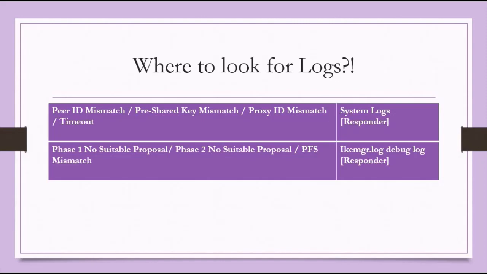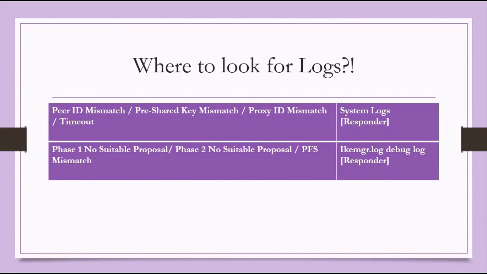So what you find in the logs, we will use two types of logs: system logs and IKE manager debugging logs. System logs you can find easily in the GUI, and they can help you to find peer ID mismatch, pre-shared key mismatch, proxy ID mismatch, and also if there is a timeout, most probably because the ISP is blocking the IPsec, or maybe routing or security policy issues. But we will focus in this session on the mismatched configurations between the two peers or the two sides.